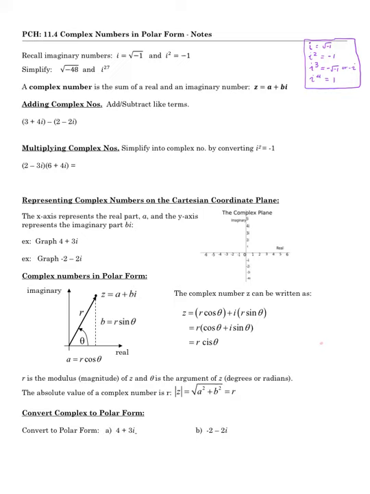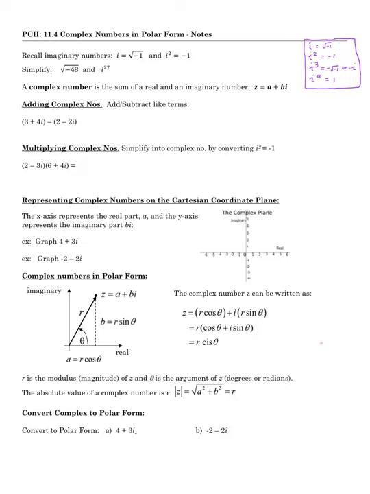Hello, pre-calc. So these are our notes for 11.4, complex numbers in polar form. This is actually something that anyone who's thinking of going into engineering, especially electrical engineering, will have to deal with. Obviously, we're not going to get to that level in this lesson, but just so you know, it does have a foundation there.